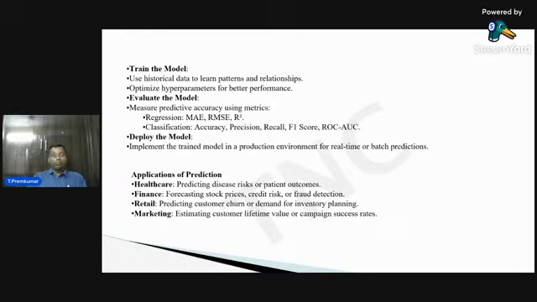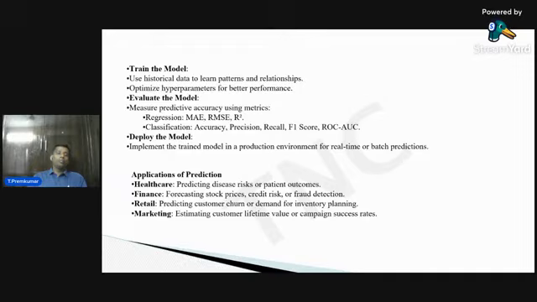We have to use the historical data to learn the patterns as well as the relations, and we have to optimize the hyperparameters for better performance. After training the model, we go for the evaluation. This evaluation can be measured using predictive accuracy, with metrics like MAE as well as RMSE, root mean square error, as well as classification metrics like precision, recall, F1 score, as well as ROC AUC. The next one is to deploy the model. After training and evaluation, the very next step we have to follow is deployment.